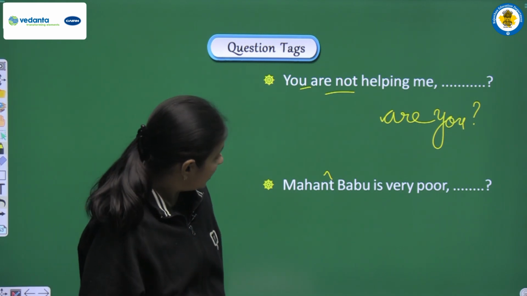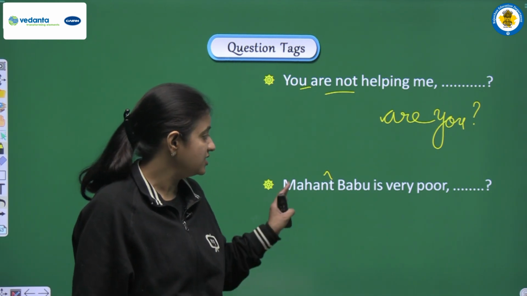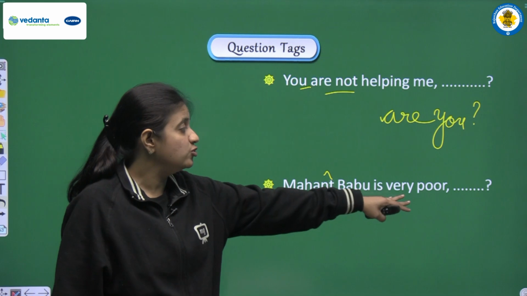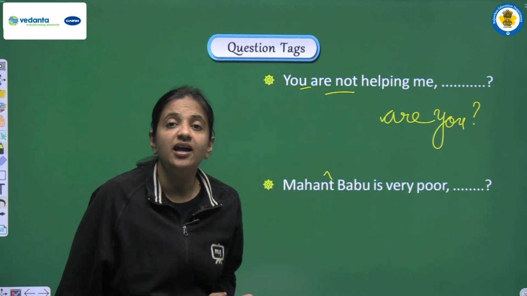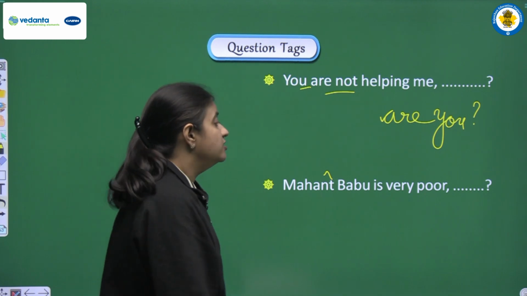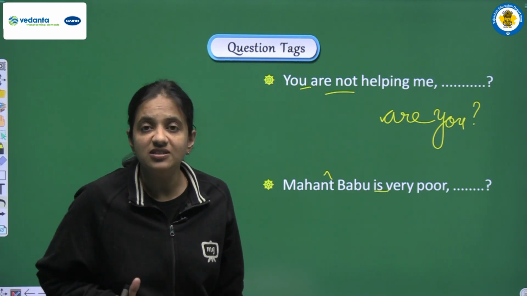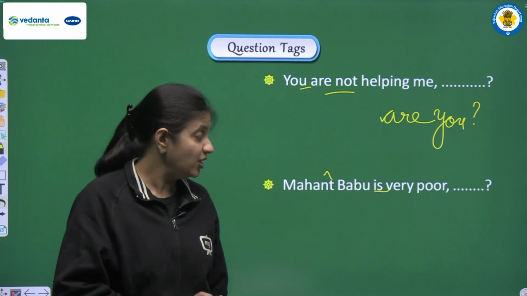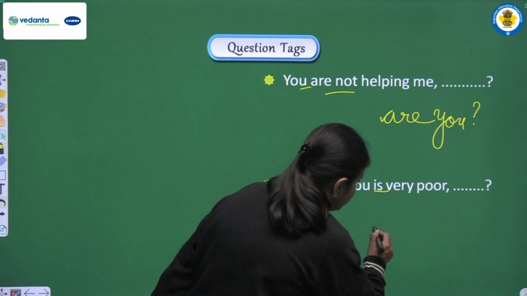Next one, Mahant Babu is very poor. In this sentence we can see that Mahant Babu is very poor. It's a positive sentence. So now the question tag will be negative. We are having is as the auxiliary verb, so we will use the same auxiliary verb but in negative form. So is plus not, yes, it will be isn't. So I am writing here isn't.